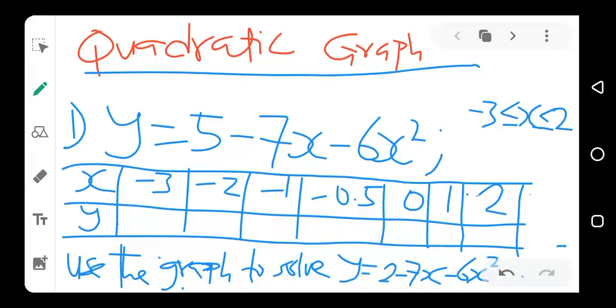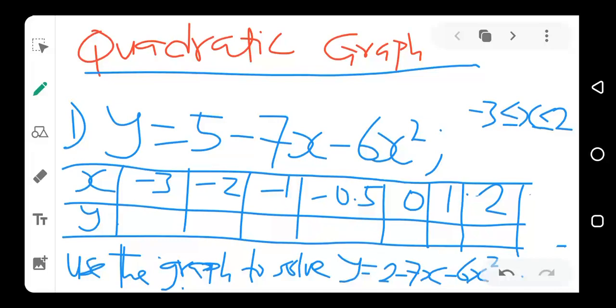Today we are concluding our discussion on quadratic equations, and we are still talking about quadratic graphs, how to solve quadratic equations using the graphical method. Today we are going to learn how to find the root of another quadratic equation using the graph we've drawn for another quadratic equation.